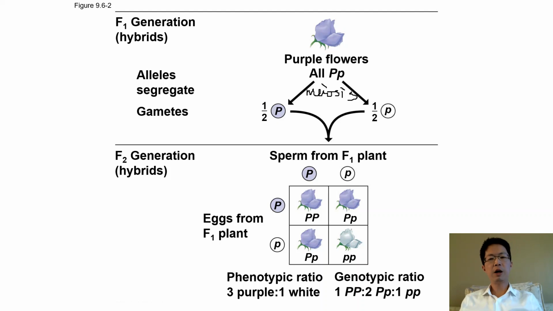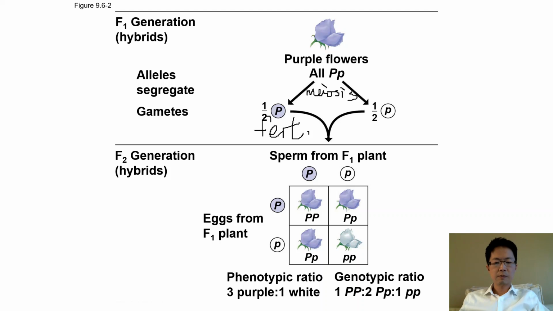Then you have gametes where 50% of the gametes have the big P, the purple allele, and 50% of the gametes have the white allele. Then what if you cross the F1 generation with each other? So again, this is fertilization. I just put fert.